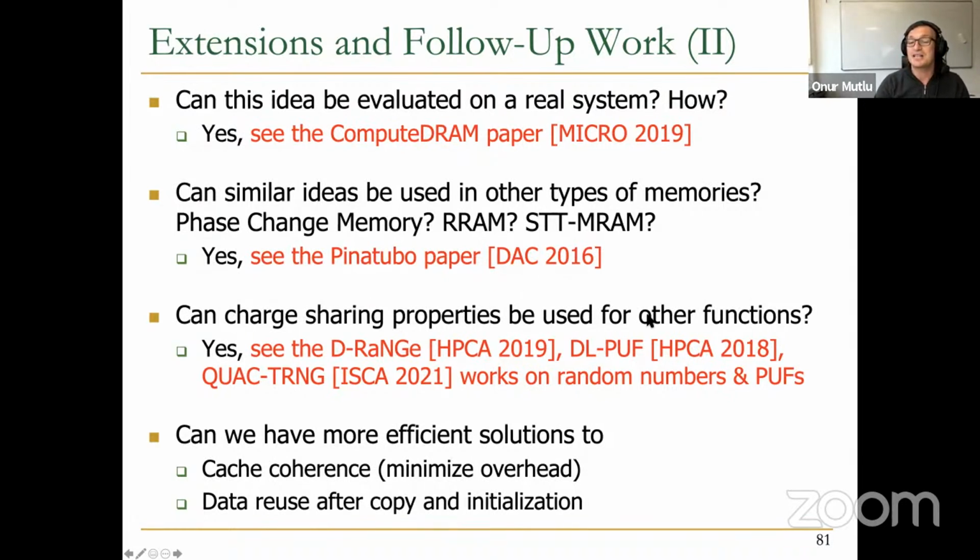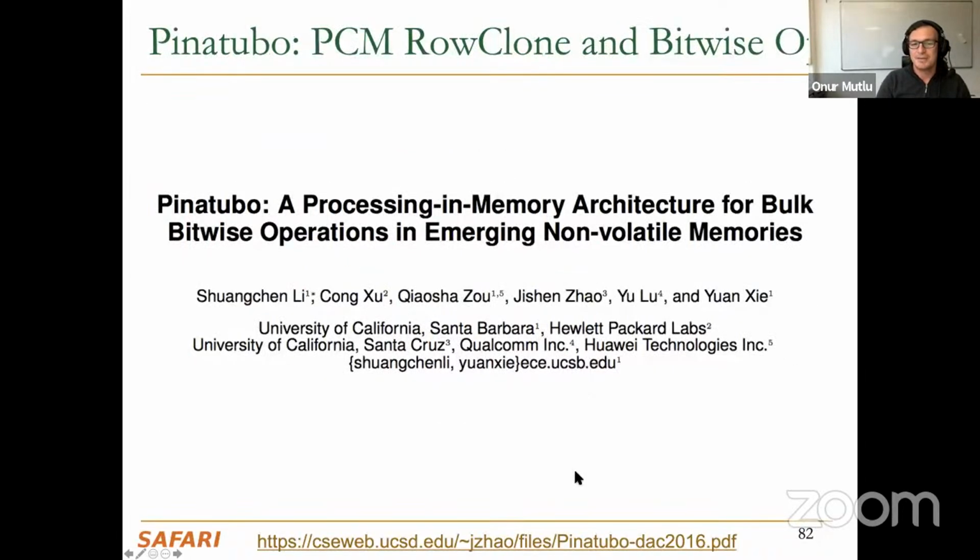Can the charge sharing properties be used for other functions, not just AND, OR, NOT and copying, but other functions? And yes, there's a variety of works that propose generating random numbers and physical unclonable functions like signatures in DRAM that basically are inspired, let's say, by this sort of charge sharing principles in DRAM. And then there may be other questions that you ask. Can we have more efficient solutions to cache coherence, data reuse, and other works actually cover that, but I didn't get a chance to write them over here. The CoNDA work, for example, in ISCA 2019 looks at cache coherence and minimizing its overheads. But let me talk about some of these works.